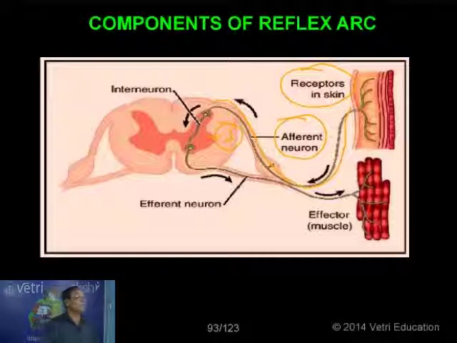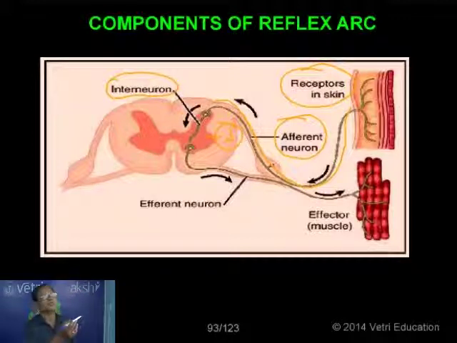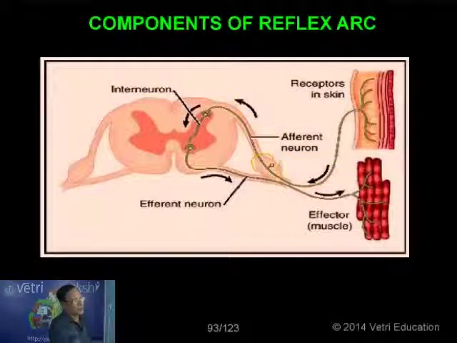Now, for making a junction between the sensory neuron and the motor neuron, we have a neuron called an interneuron, association neuron, or relay neuron, which is in the gray matter. It forms a synapse with the cell body of the motor neuron and with the dendron of the sensory neuron, because the cytons of the sensory neurons are formed in the dorsal root ganglion, whereas the cytons, or cell bodies, of the motor neurons are in the gray matter.